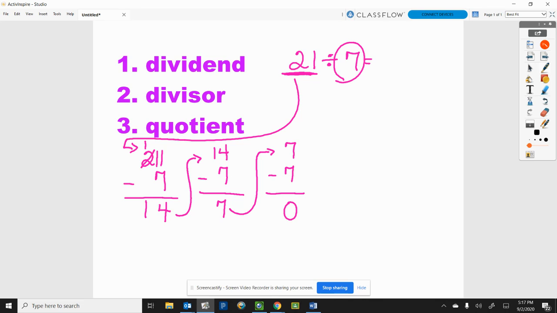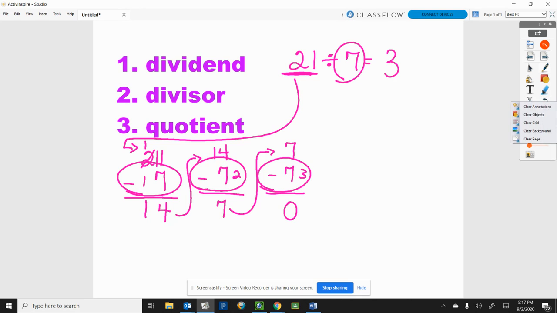Now all I have to do is count. How many times did I take away 7? 1, 2, 3 times. So I now know that my quotient is 3. 21 divided by 7 equals 3. Pretty easy. Let's try another one together.